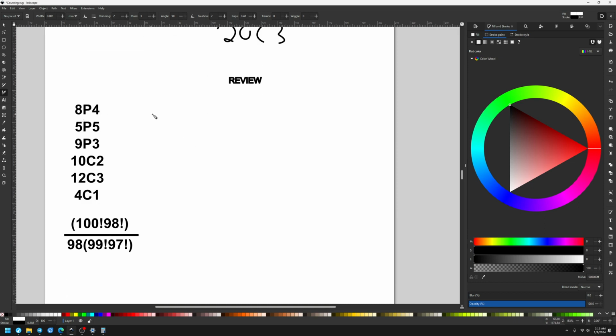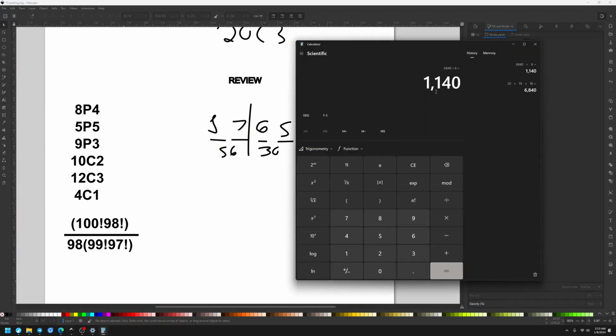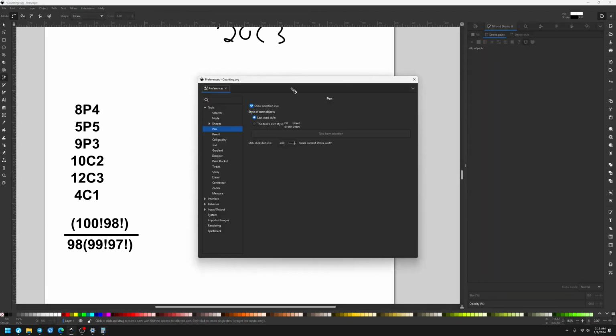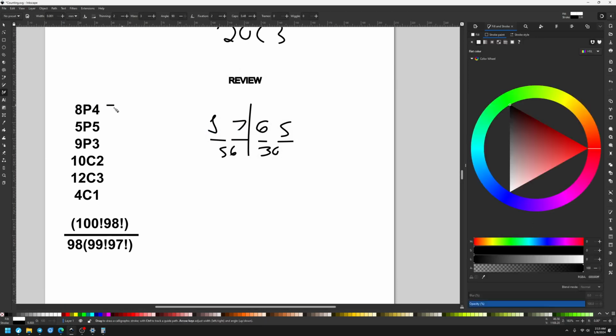8 permute 4. So we have 4 slots: 1, 2, 3, 4. For the first one, we have 8 options, then 7, then 6, then 5. Let's split this up. So 56 times 30 is equal to 8 permute 4. Let's put that into a calculator. 56 times 30 is 1,680. That means that 8 permute 4 is 1,680.